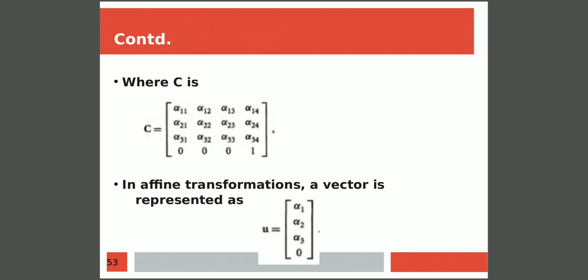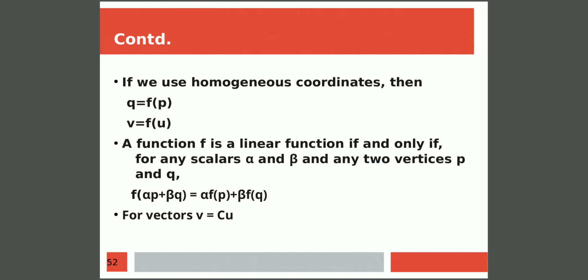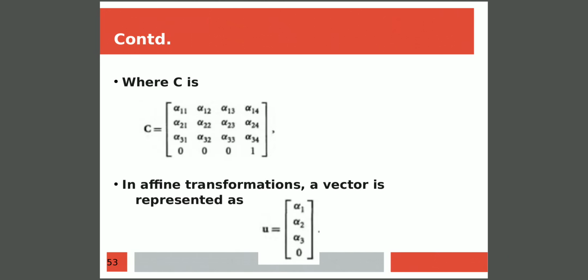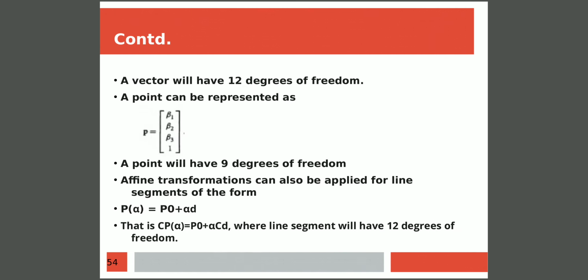That means whenever we convert a vector from one coordinate system to another coordinate system, we are transforming a vector from a coordinate system U to a coordinate system V by using a matrix C. Then C contains totally 12 scalar values, starting from alpha 1 1 till alpha 3 4. When we change the coordinate system of a vector from U to V, then all these 12 scalar values will get changed. That is the reason why we'll call it that a vector will have 12 degrees of freedom in affine transformation.